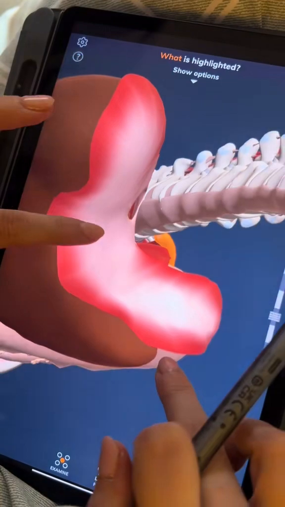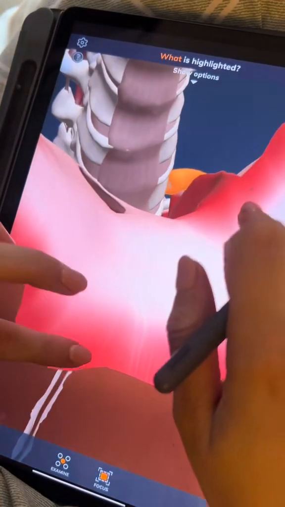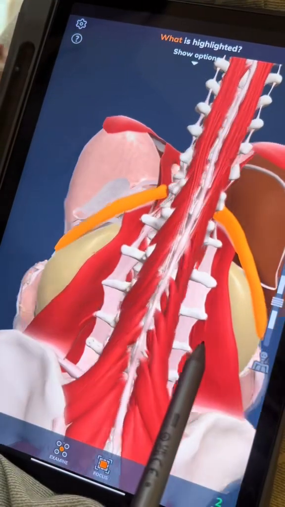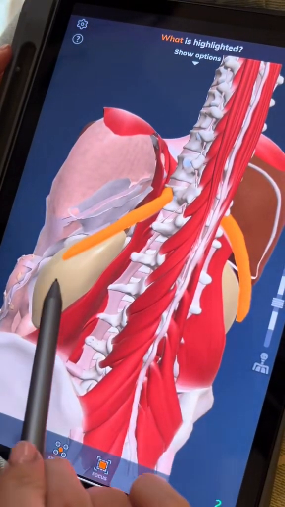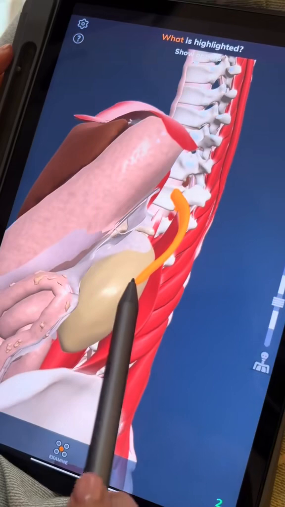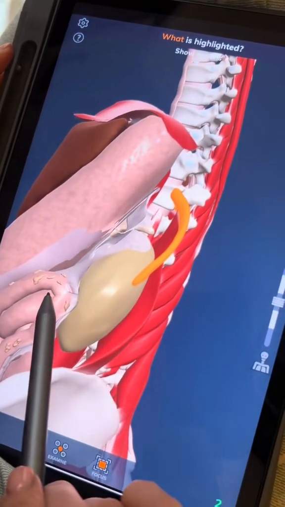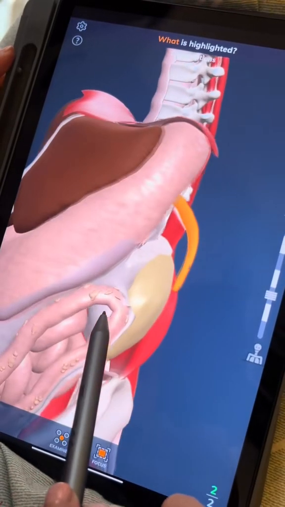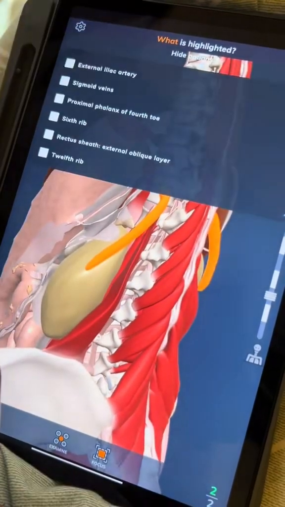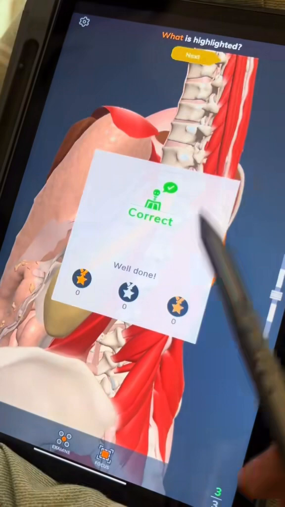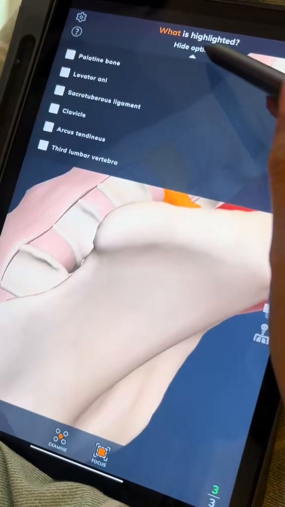Okay, what is highlighted? Let's zoom out and orient. But this is a rib. As I can see, it is attaching to the vertebra. However, it doesn't seem to have a distal attachment. It's kind of just floating. The 12th rib is the floating rib. Let's see if it's an option. Yes. Correct.